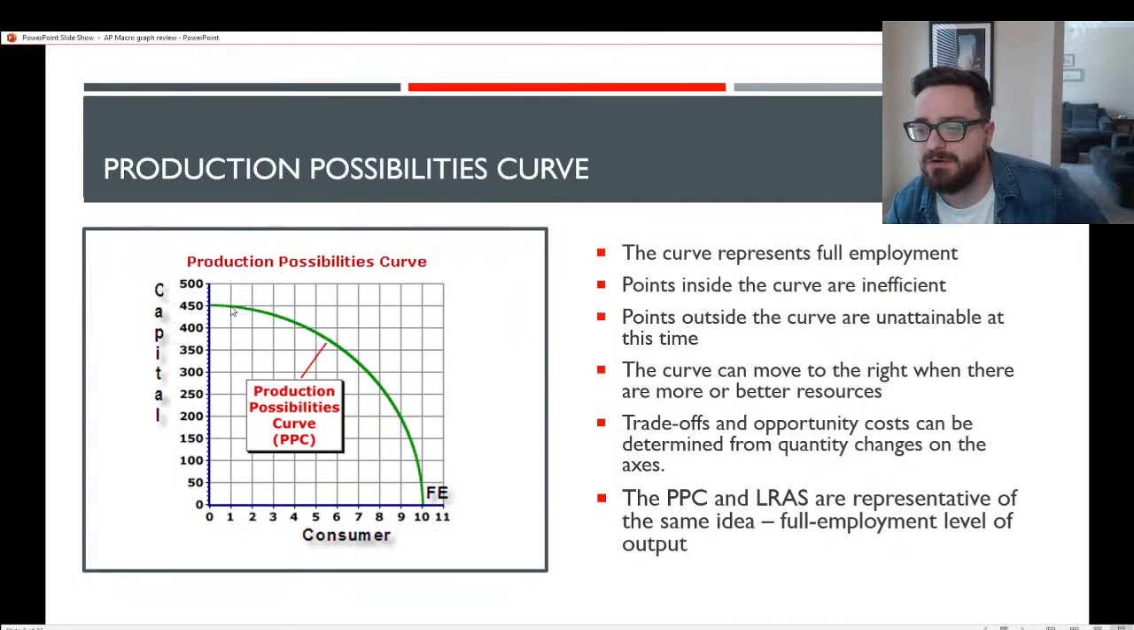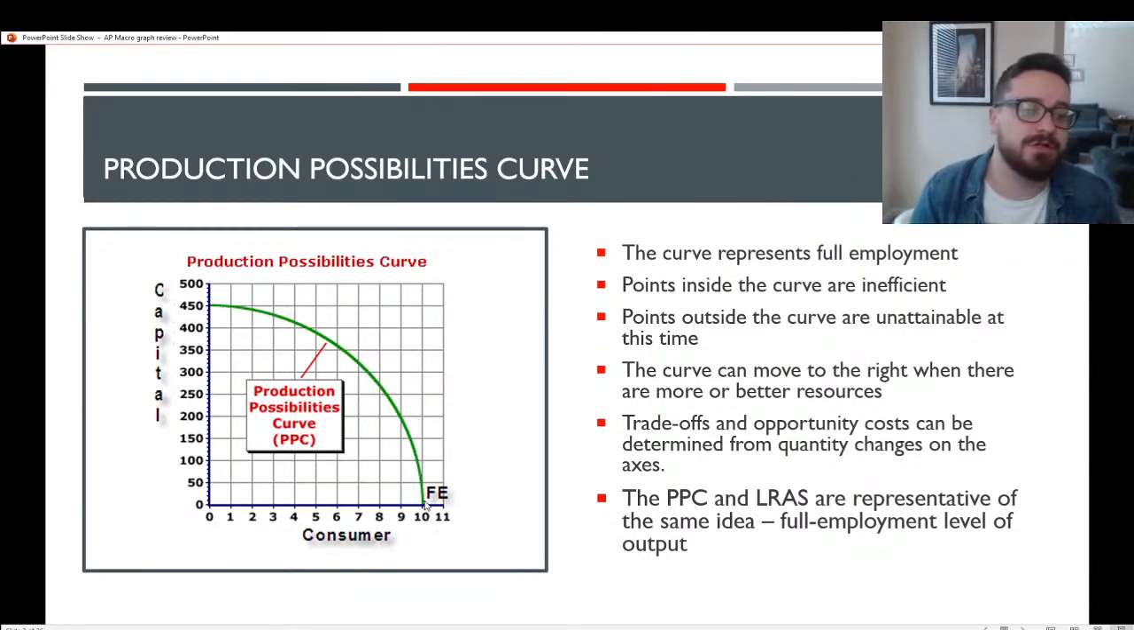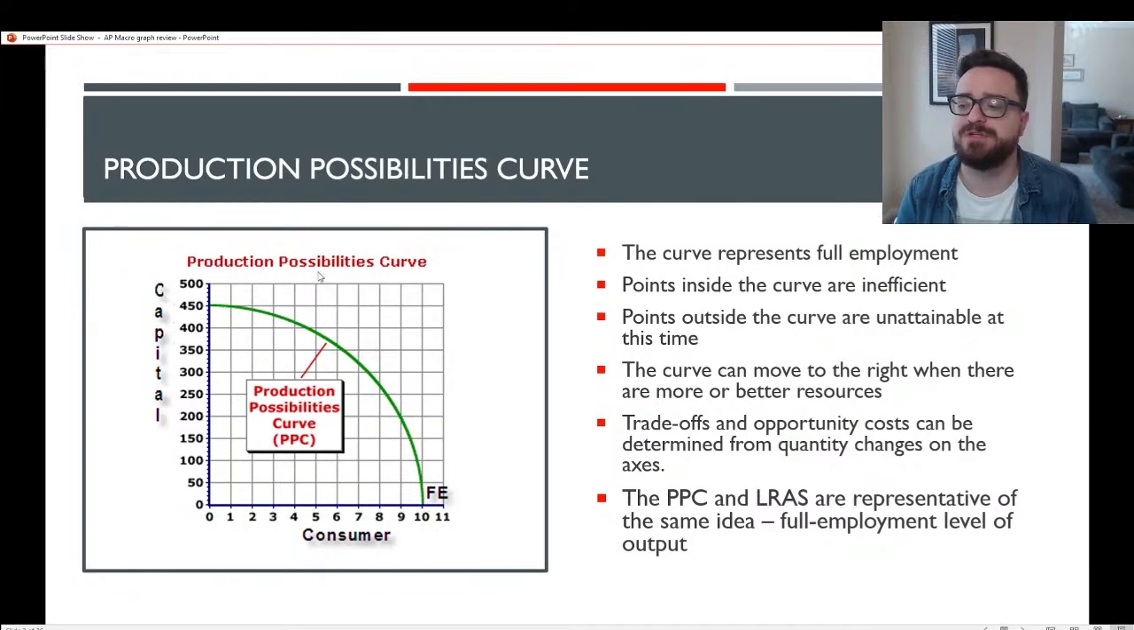So like being here on the curve, being here on the curve, being here on the curve, being there or there, it is all full employment. It is all good, basically. The only differences between those points is basically what proportion of capital and consumer goods are you trying to hit? Are you trying to get like a good mix of both? Are you trying to prioritize capital goods, which would help you with long-term growth? Are you trying to produce more consumer goods, which will help you with short-term issues like hunger and stuff like that? Any point inside the curve would be inefficient.